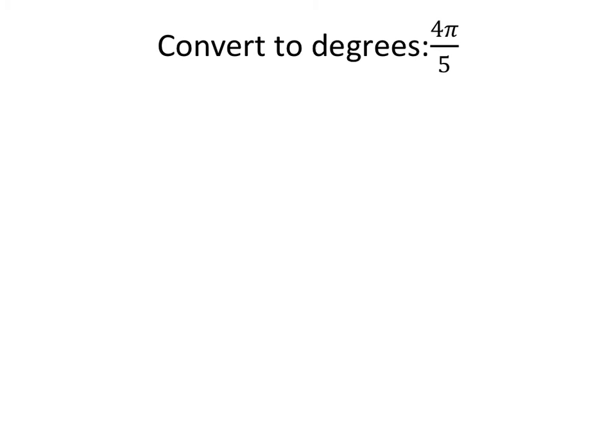So the next example goes the other direction. Convert 4 pi over 5 back to degrees. So here I have pi and I need to get rid of it. So I will multiply by 180 over pi. When I do that, these cancel. And in simplifying, I can calculate that this is 144 degrees.